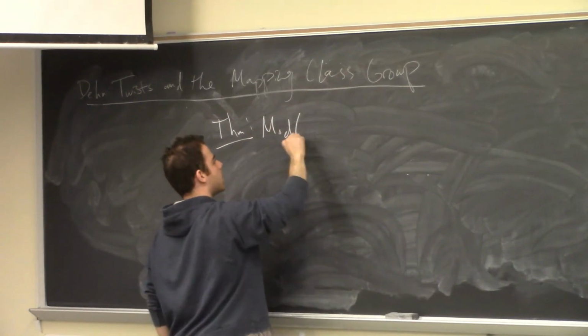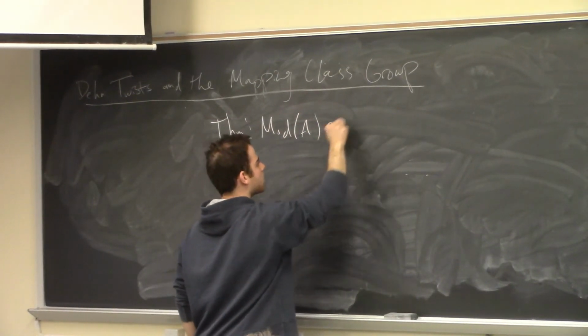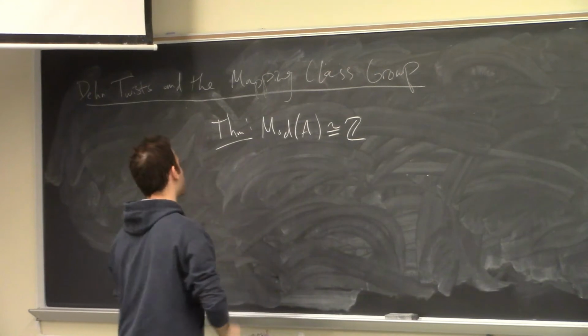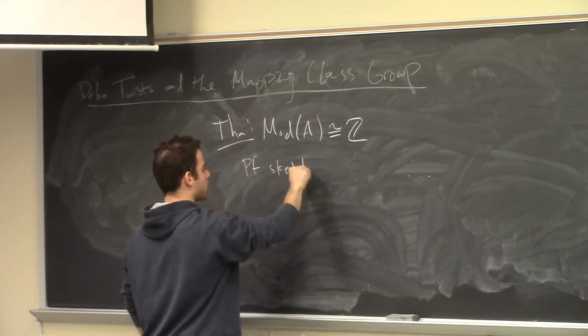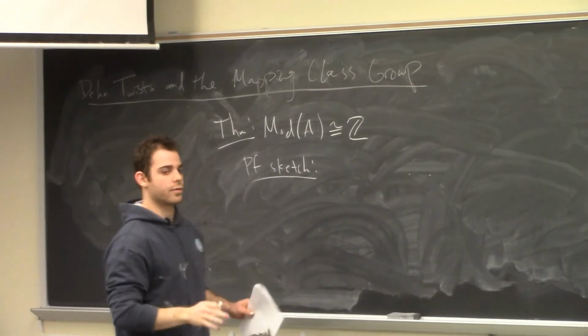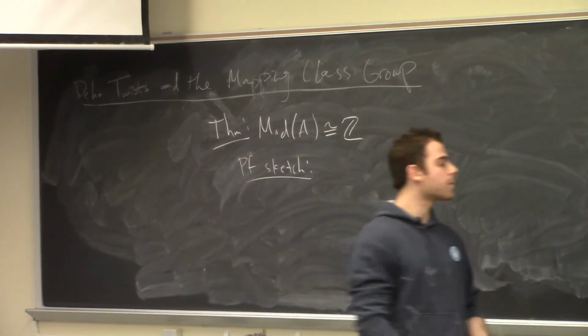And I'm just going to denote the annulus by A. Now, this sort of uses the theory of universal covers, which I will just illustrate for you. I'm not actually going to tell you what a universal cover is.